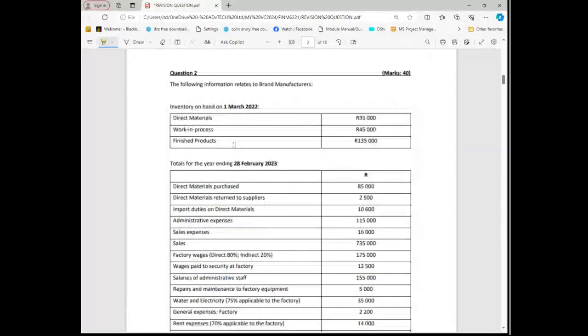Analyze first, ne? Yes, sir. Okay, we are brand traders. They give us inventory on hand at the beginning. This is the beginning, ne? And this is the end. Yes.